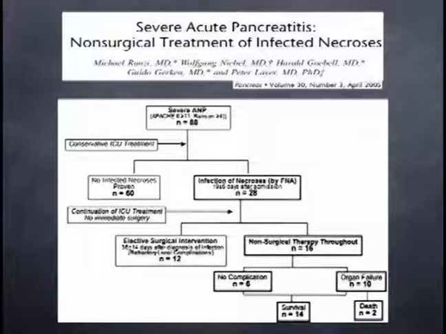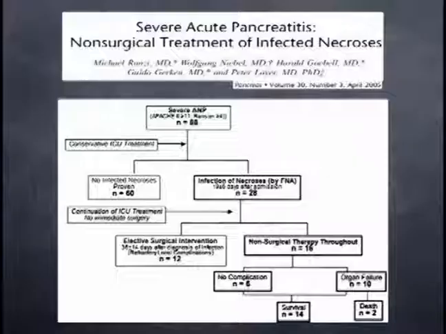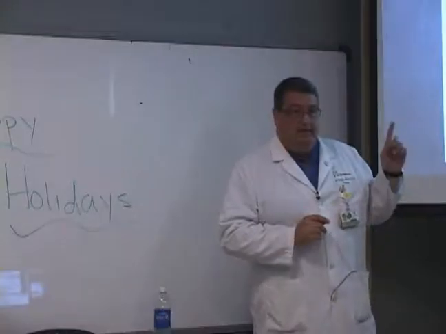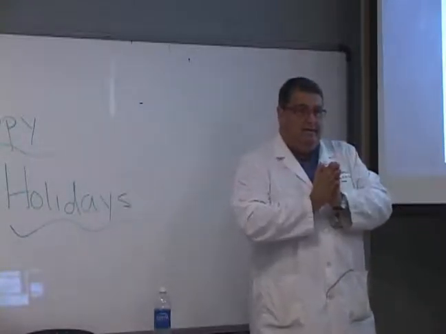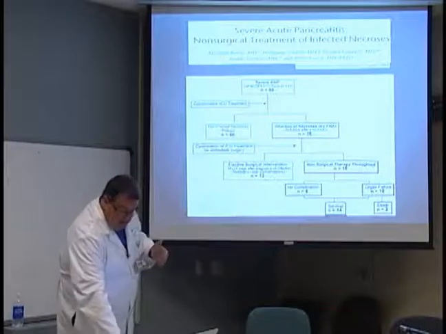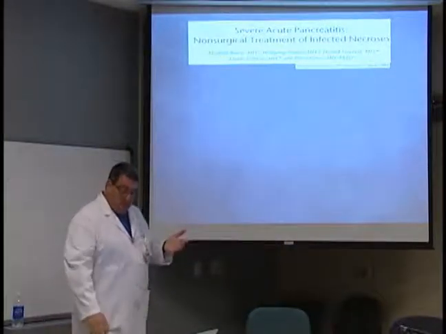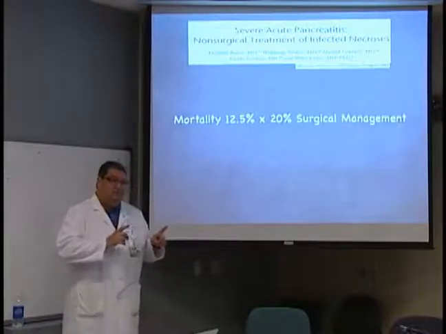So they did elective surgical intervention because they waited long enough in 12, and they treated a group of 16 patients without operation. 6 had no complications. 10 had some degree of organ failure. Of the 16, only 2 died. So this is remarkable because perhaps it defines another option of management when you have a patient with necrotic infected pancreatitis, which is non-surgical treatment. I'm not advocating non-surgical treatment, but I'm telling you that it might be possible to treat some of those patients non-operatively.